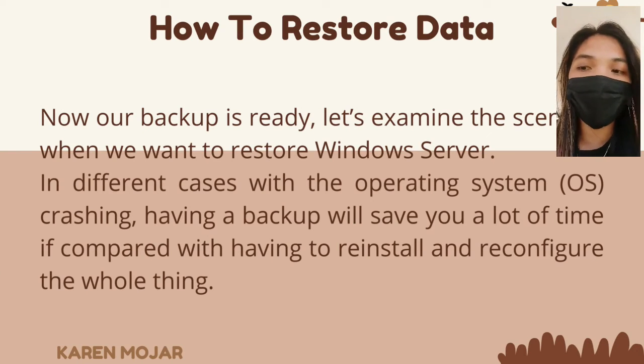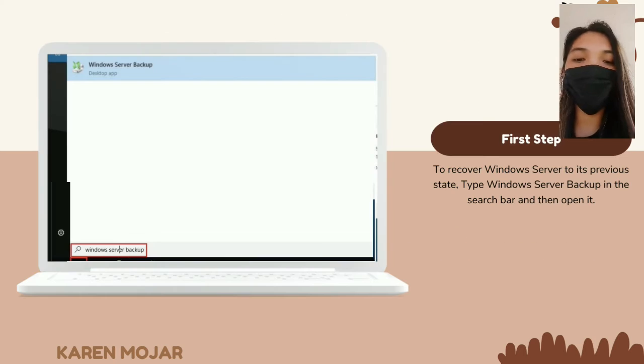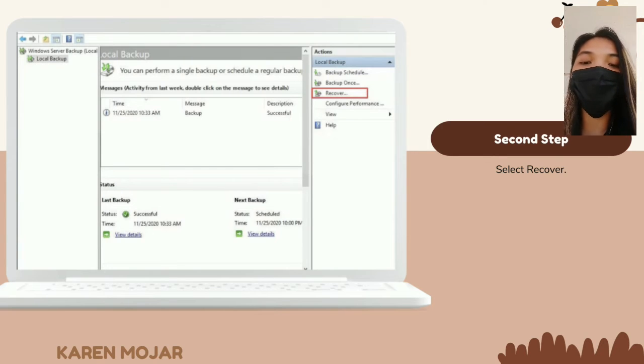And how to restore data? Now our backup is ready. Let's examine the scenario when we want to restore Windows Server. In different cases with the operating system, or OS, crashing, having a backup will save you a lot of time compared with having to reinstall and reconfigure the whole thing. The first step, to recover Windows Server to its previous state, type Windows Server Backup in the search bar and then open it. Second step, select Recover.